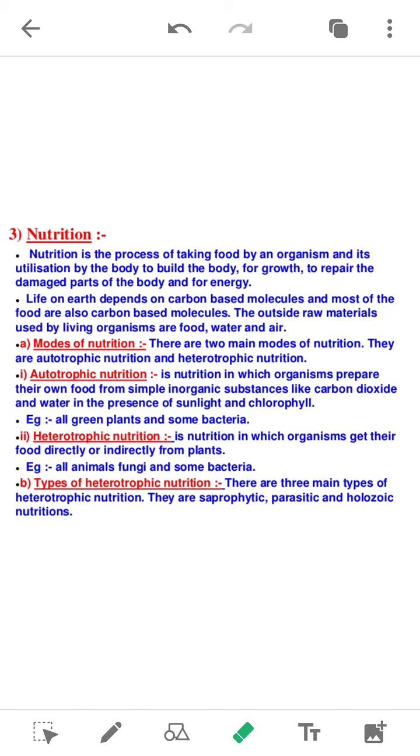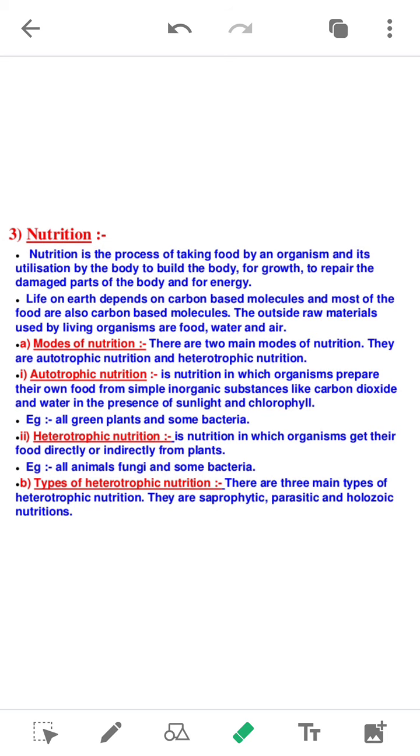Modes of nutrition. There are two main modes of nutrition. They are autotrophic nutrition and heterotrophic nutrition. Autotrophic nutrition is a nutrition in which organisms prepare their own food from simple inorganic substances like carbon dioxide and water in the presence of sunlight and chlorophyll. Example, all green plants and some bacteria.